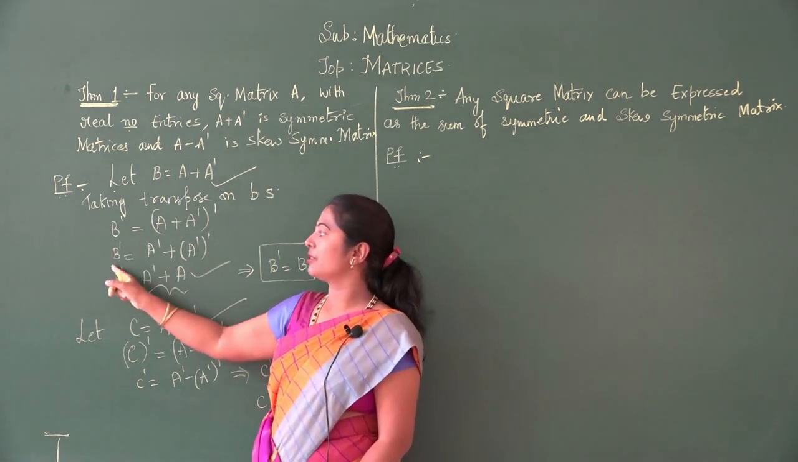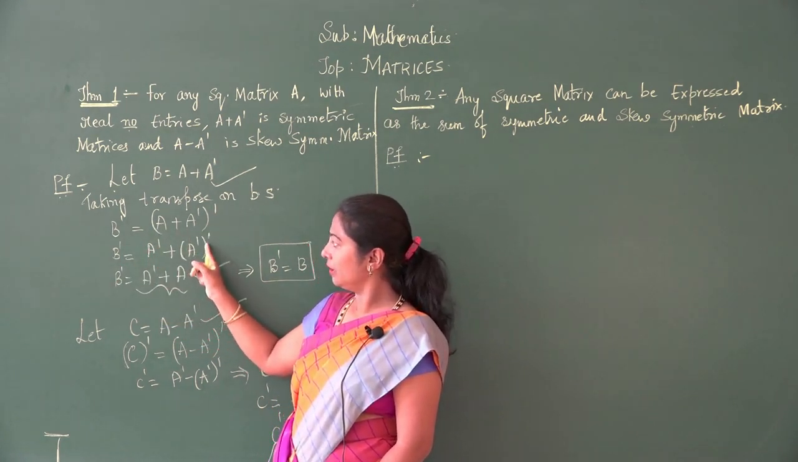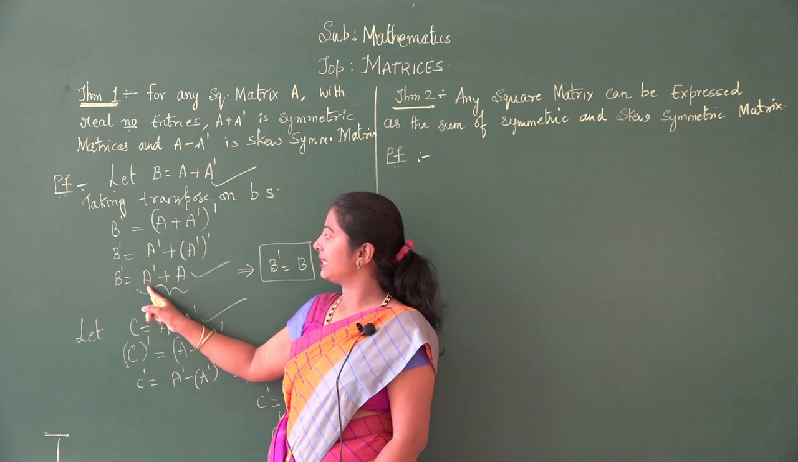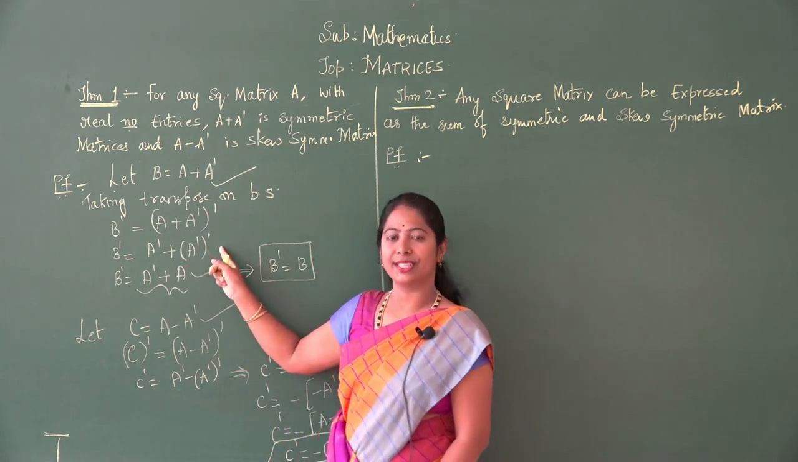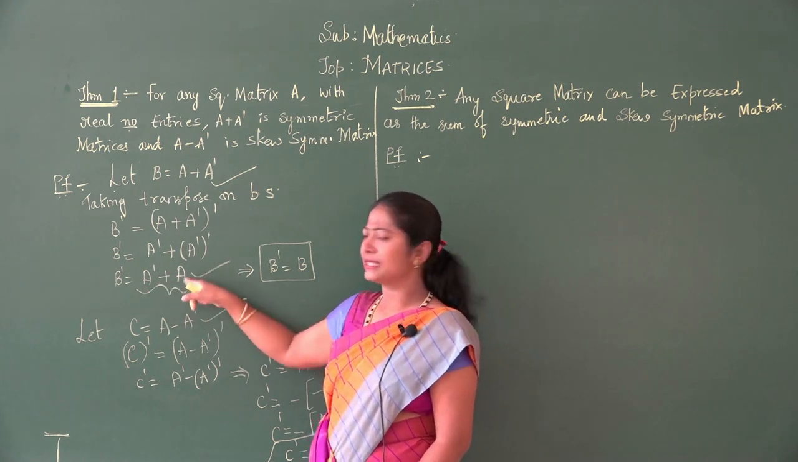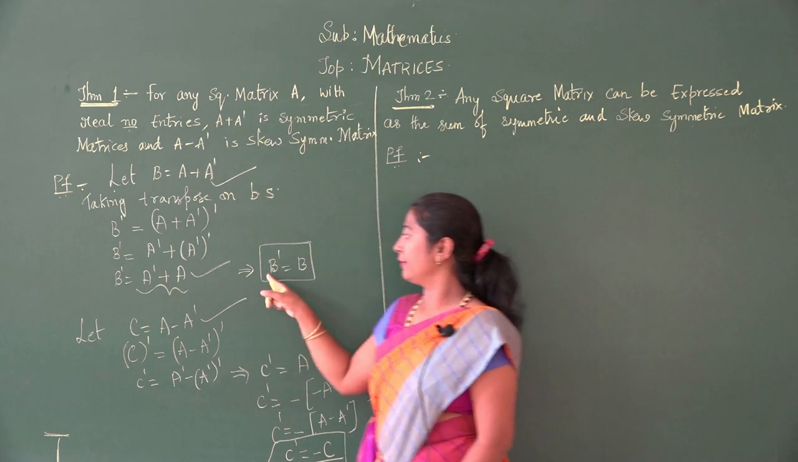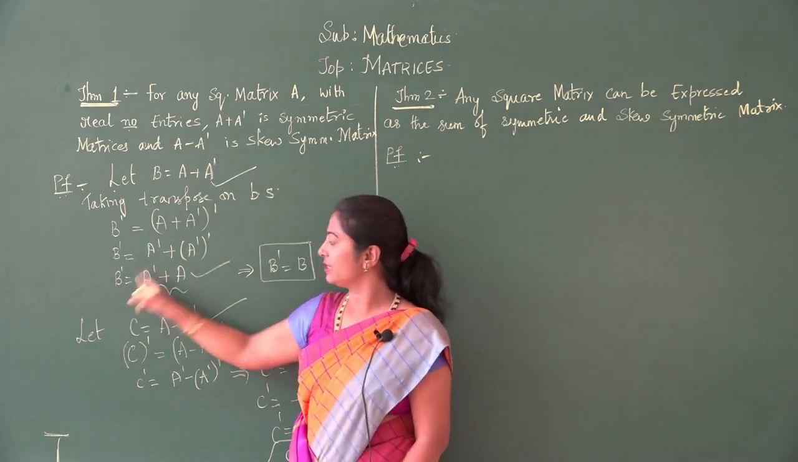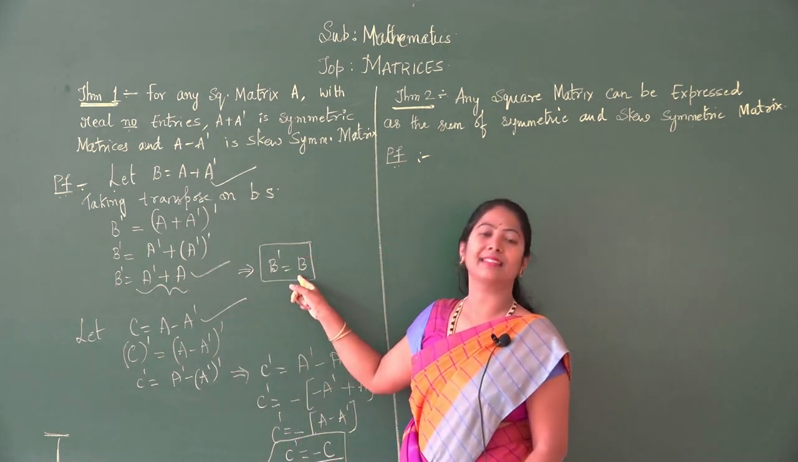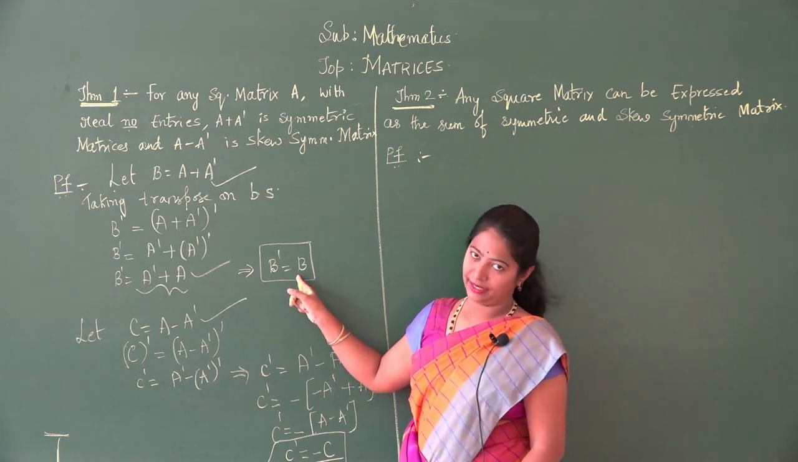That is, B dash remains the same. A dash plus A dash the whole dash. A dash remains as it is. What is A dash the whole dash? As explained, nothing but A. So, what does A dash plus A, the complete term, equal? Nothing but B. Therefore, we can write B dash is equal to B. This satisfies the definition of a symmetric matrix.